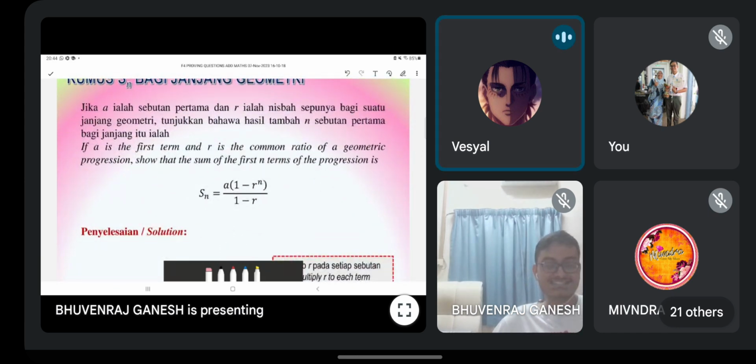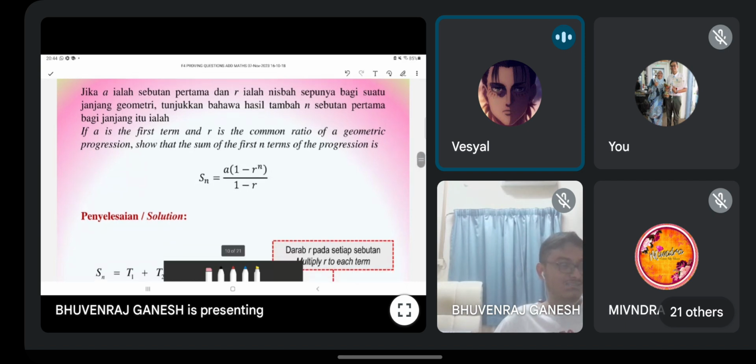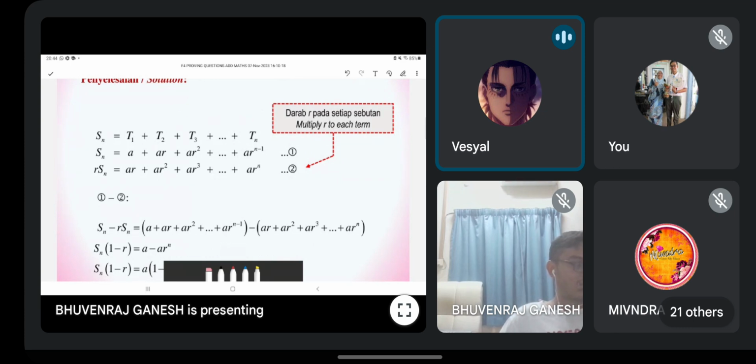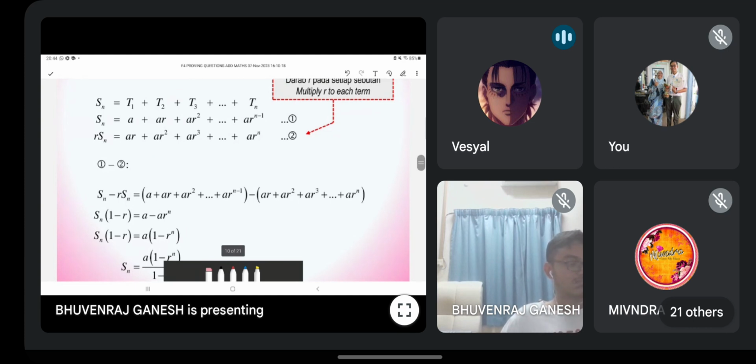Just now Bowen mentioned what happens if we do the first equation minus the second equation instead of the second minus the first. Everything is exactly the same except the first equation minus the second equation this time. So it's actually Sn minus R times Sn. When you factorize this time, you'll get 1 minus R, not R minus 1. So when you divide both sides by 1 minus R, your final formula will be the same except it's 1 minus R, not R minus 1.